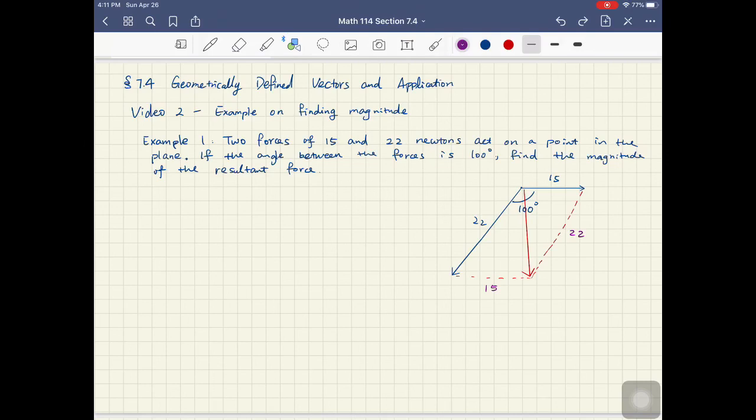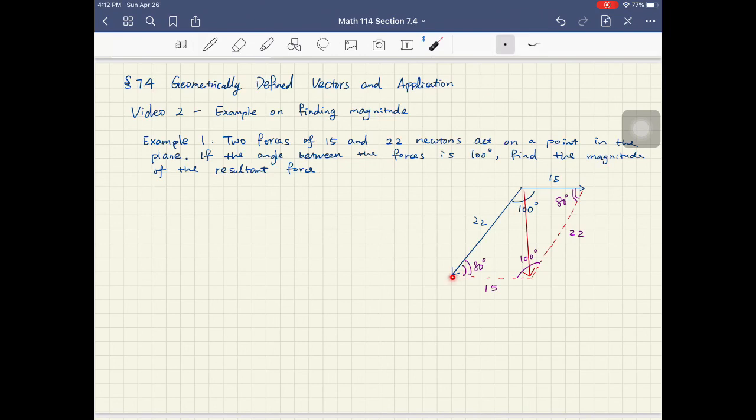For example, I know the opposite angle is also going to be 100 degrees, and I know the adjacent angle is going to be supplementary, meaning they add up to 180. So I have 100, 100, 80, and 80.